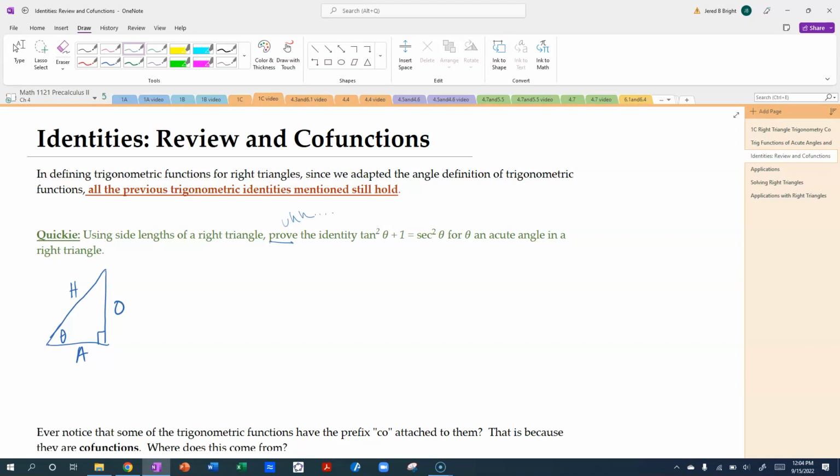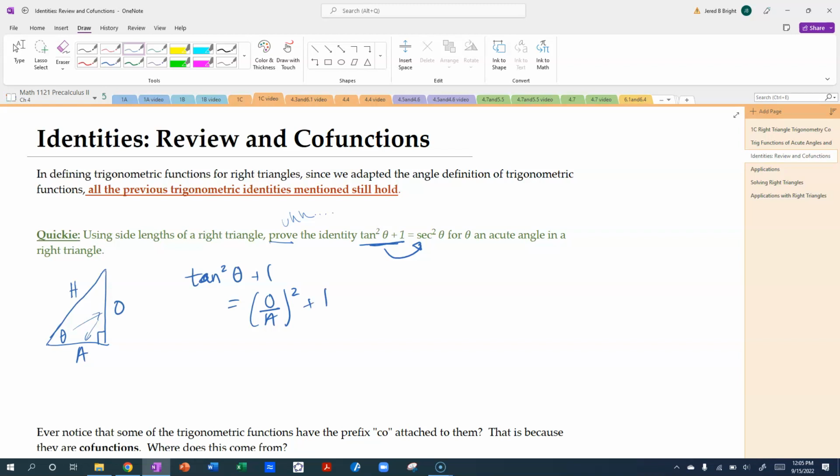That's always my answer. With a proof, generally you want to start with one side and work towards the other. So let's start with tangent squared of theta plus 1, and see if we can simplify it down to secant squared. Let's look at tangent in this triangle. Tangent we know is opposite over adjacent. So it's going to be opposite over adjacent, all squared, plus 1.